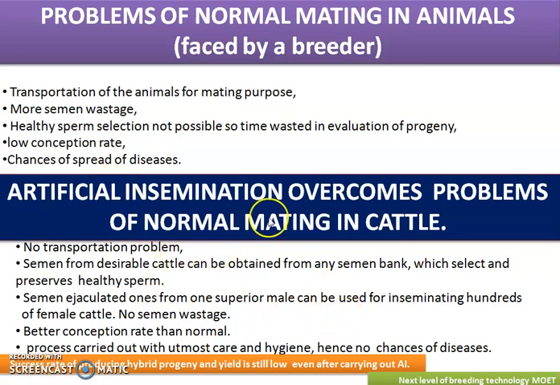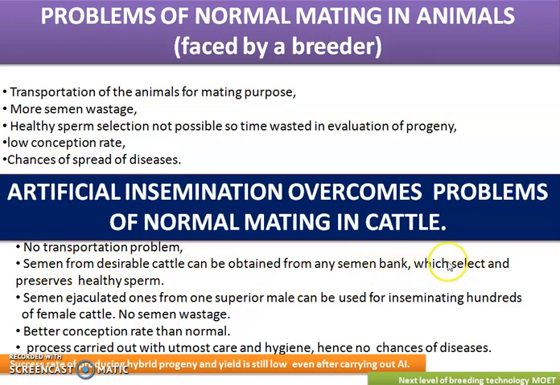So artificial insemination is a technique that overcomes problems of normal mating in cattle. To some extent it solves the problem. You need not have any transportation done for this, because as we discussed in the previous screen, you can have semen available. You can just order for it. Semen from the desirable cattle can be obtained from any semen bank. You can even choose the breed you want.